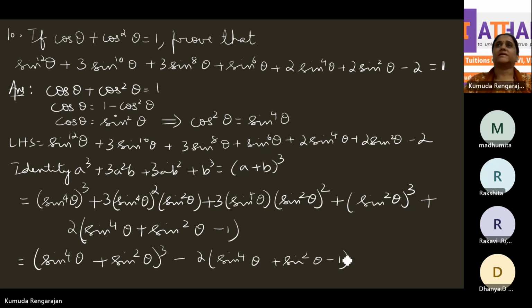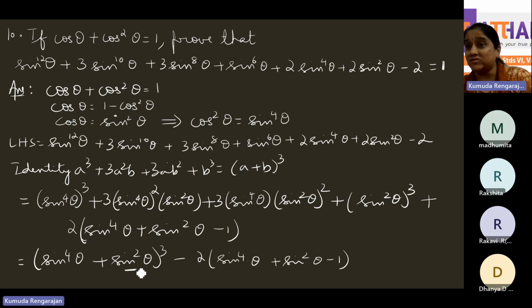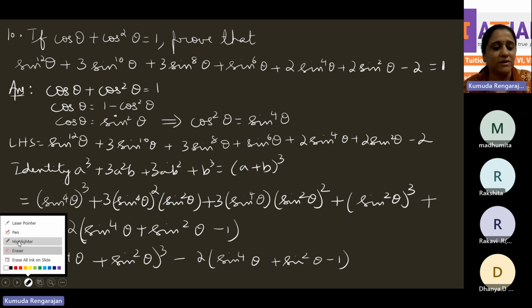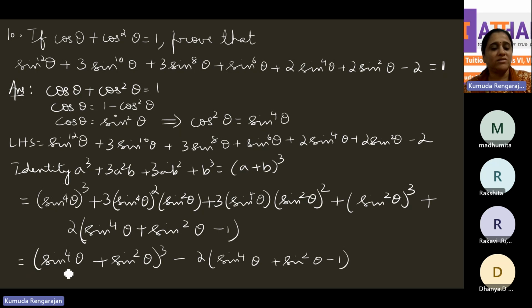Now substitute. If you're comfortable with some term, retain it. If you're not comfortable with some term, that one should be replaced. Sine square theta is fine because sine square theta plus cos square theta will be 1. But sine theta to the power 4, you're not comfortable, so replace that with cos square theta. Don't replace everything. Replace only whichever is not going to help you in using the identity. Sine theta to the power 4 is cos square theta. Replace only that.